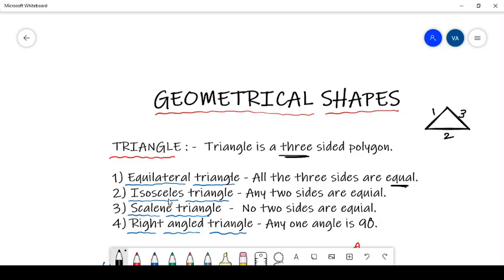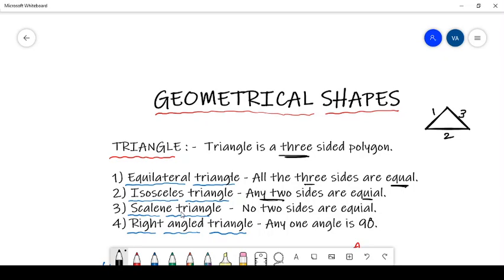Next one is the isosceles triangle. A triangle having any two sides equal is called an isosceles triangle. In an equilateral triangle, all the three sides are equal. In an isosceles triangle, any two sides are equal.